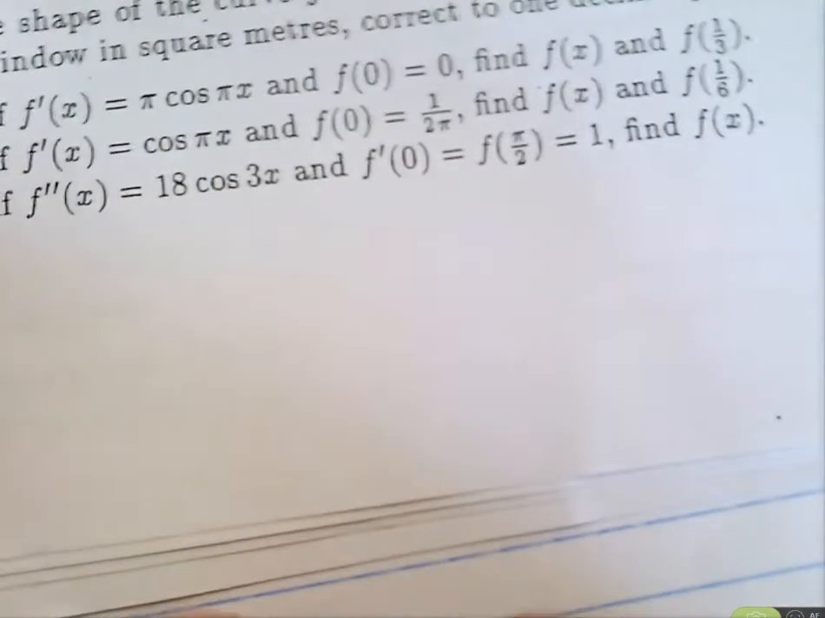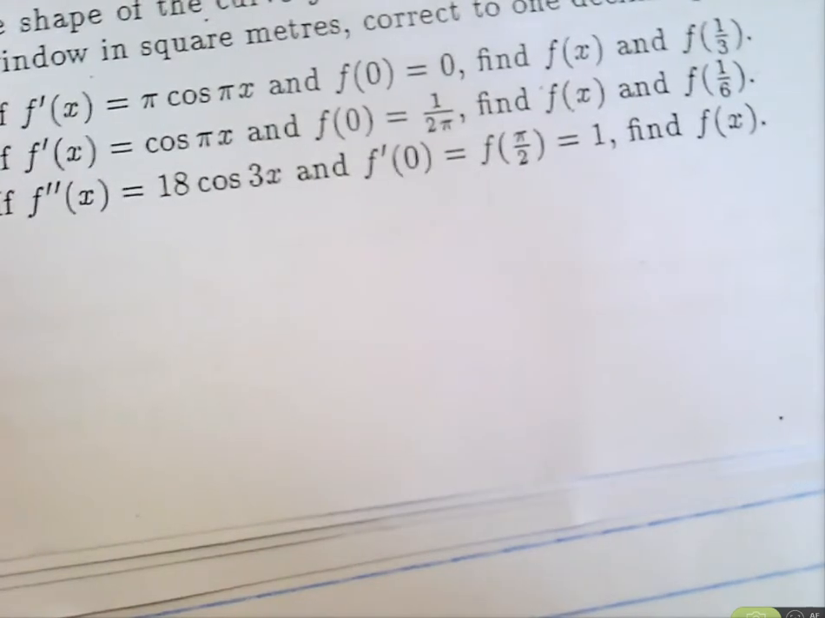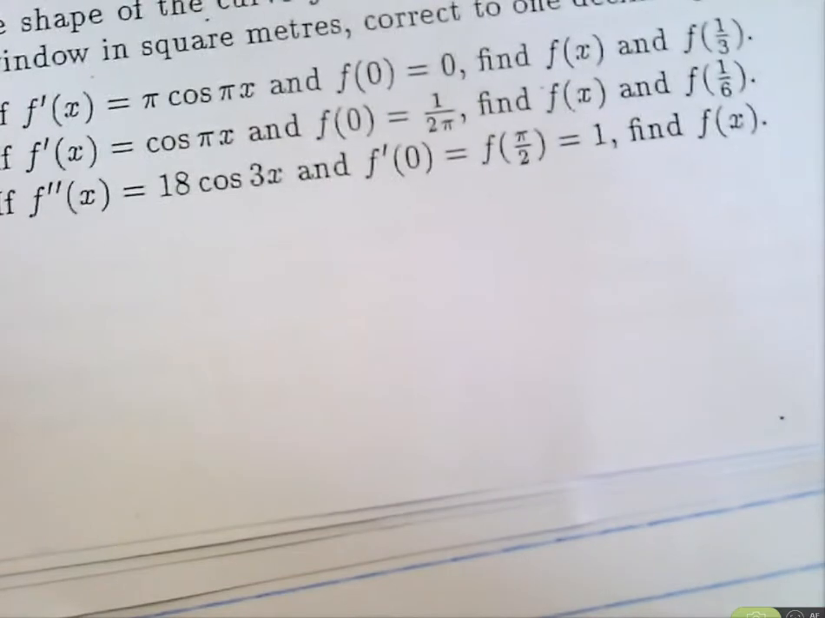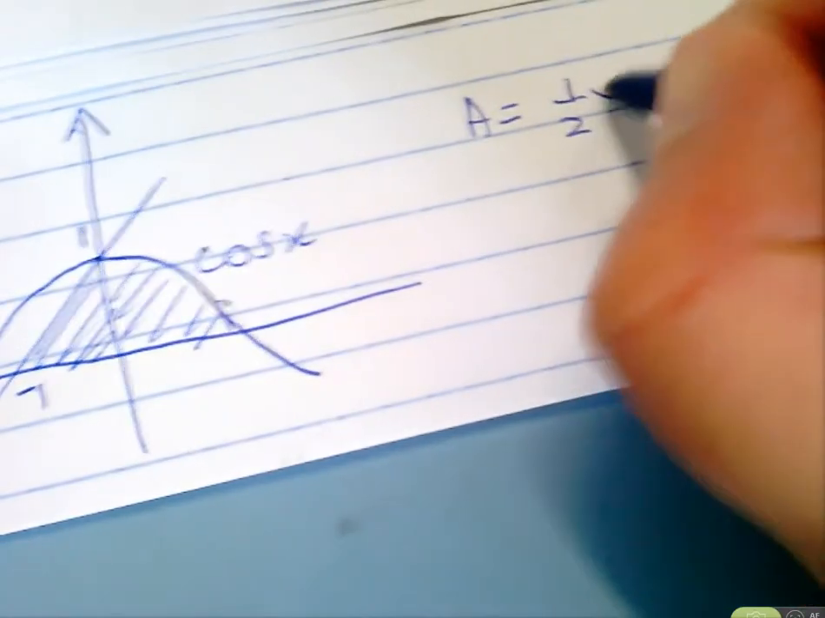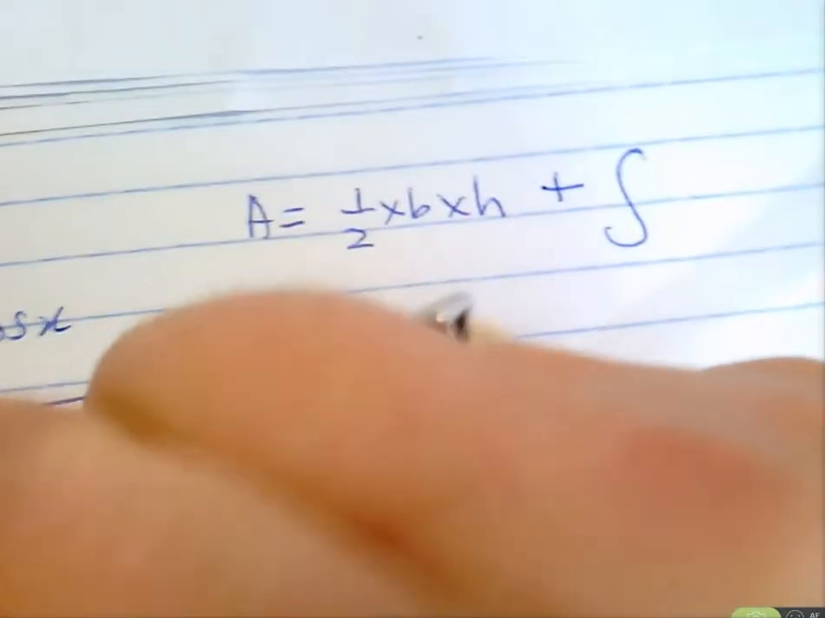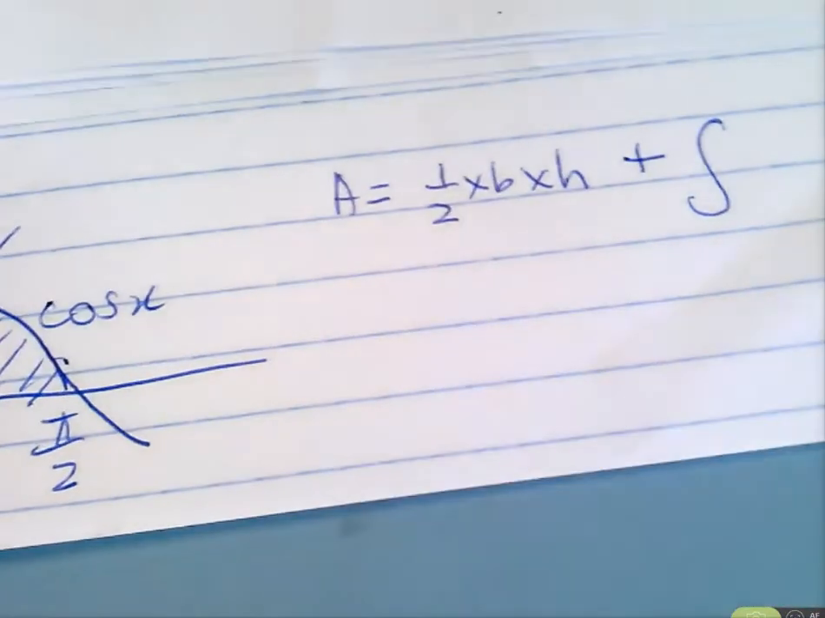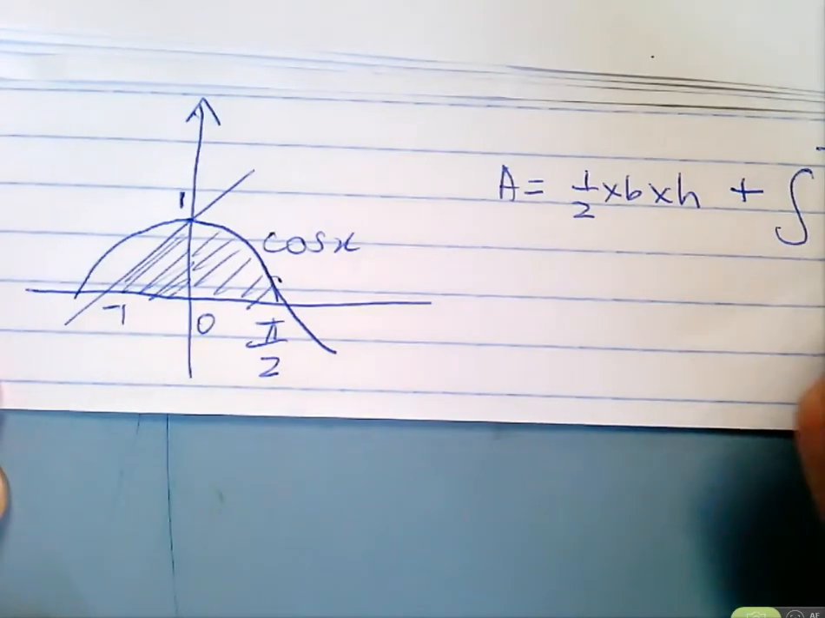So to do that one, I wouldn't integrate that, I definitely would not integrate that other one. I would definitely just do area is a half times the base times the height for the first one, for the triangle, plus the integral, is it pi on 2, that value? Plus the integral between pi on 2 and 0 of cos of x dx.